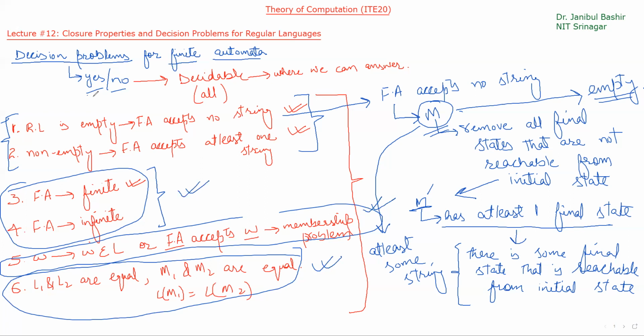So with this, we have completed the discussion about the closure properties of regular language and decision problems for regular language. Okay, so up to this point, we have completed the discussion about the deterministic finite automata, non-deterministic finite automata, epsilon non-deterministic finite automata, power set construction, that means how we can convert an NFA to a DFA or epsilon NFA to a DFA. And we have also completed what are regular languages, what are closure properties for regular language and what are decision problems for regular language.